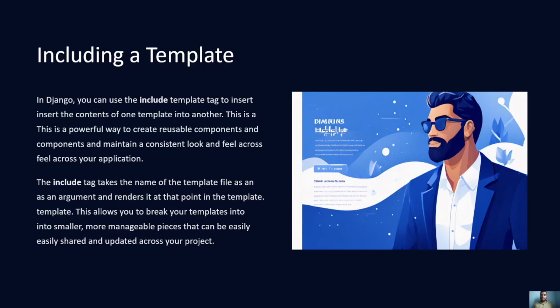Including a template. In Django, you can also use the include template tag to insert the content of one template into another. This is a powerful way to create reusable components and maintain a consistent look and feel across your application. The include tag takes the name of the template file as an argument and renders it at that point in the template. This allows you to break your template into smaller, more manageable pieces that can be easily shared and updated across your projects.